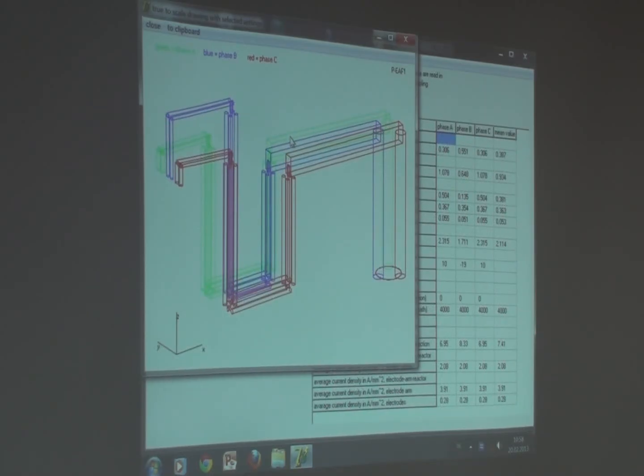There's no earth conductor. Please, this is not possible. We do not have an earth conductor. There's no bottom electrode in the AC furnace. In the DC furnace you need a bottom electrode, but not here. This is an advantage. And with these three equations you can calculate the three currents.